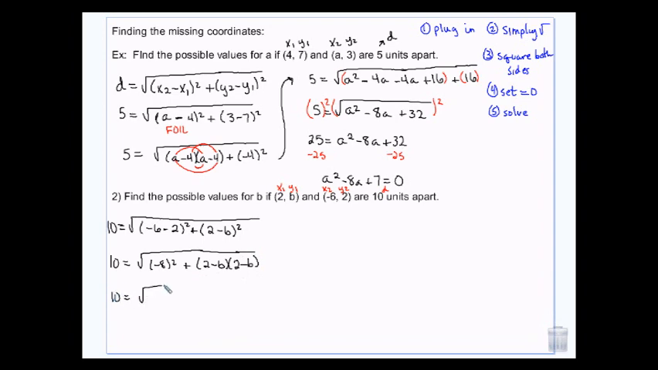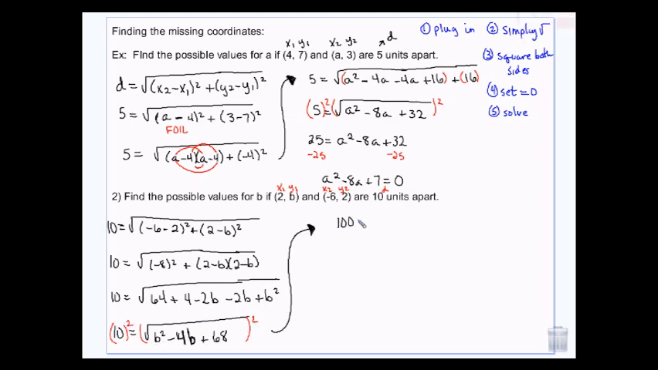So that's 64 plus first, outside, inside, last. So 10 is equal to, and then I'm going to rearrange these so that they look all pretty, b squared minus 4b plus 68. And then I'm going to square both sides. We need to square both sides. So I get 100 is equal to b squared minus 4b plus 68.